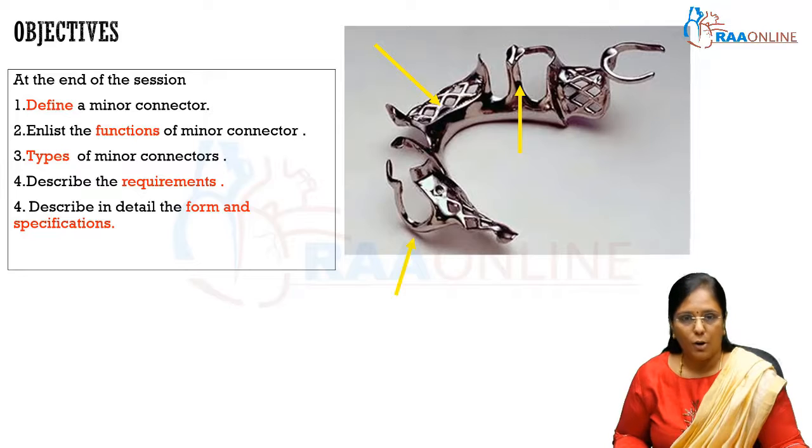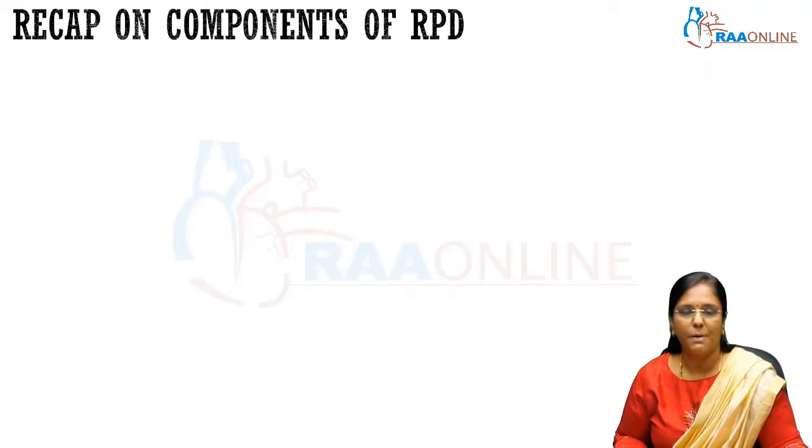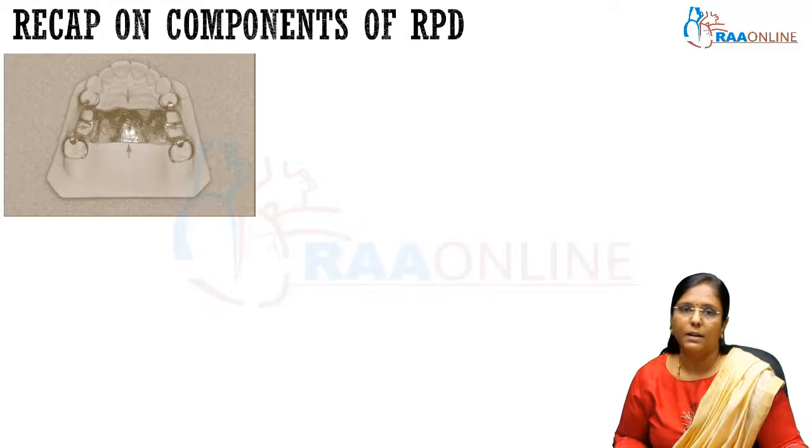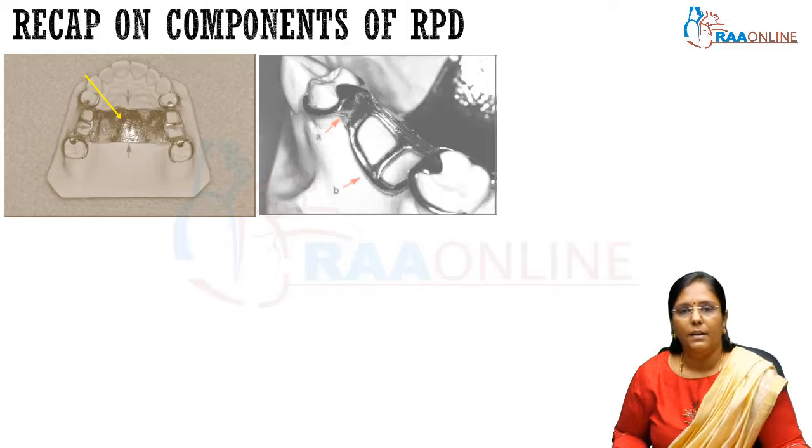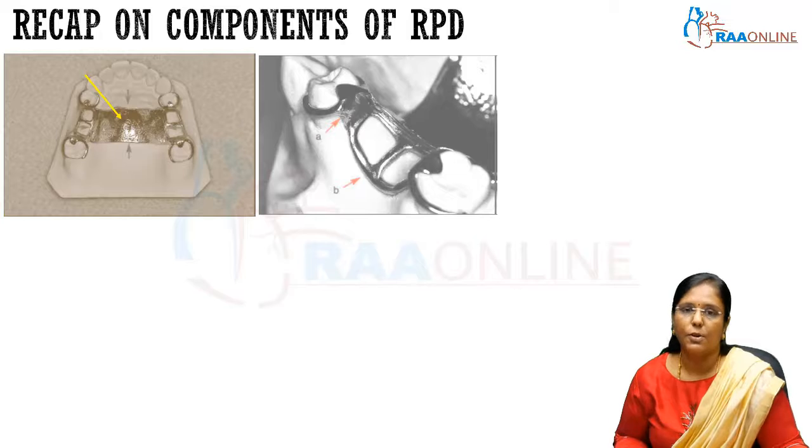So, minor connector, we all know, is a component of removable partial denture, and to go into the details of the minor connector, let's have a short recap of the components of removable partial denture. The main and rigid component in a removable partial denture is the major connector, followed by the other components which join the important retentive component to the major connector. That is called the minor connector. That is the topic for today.